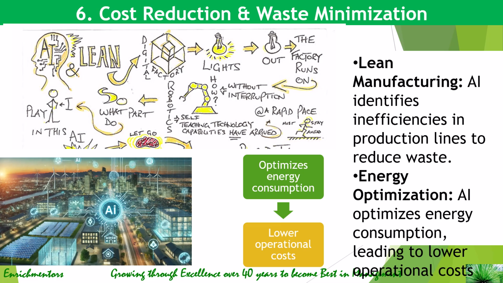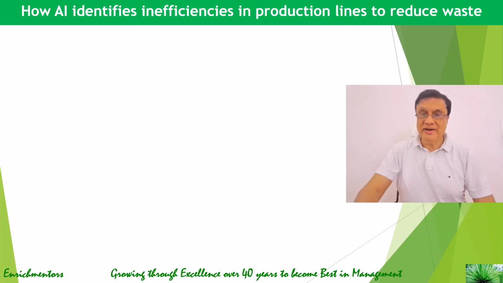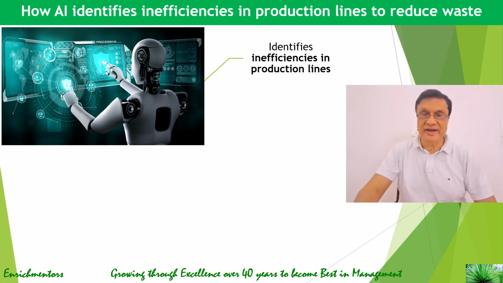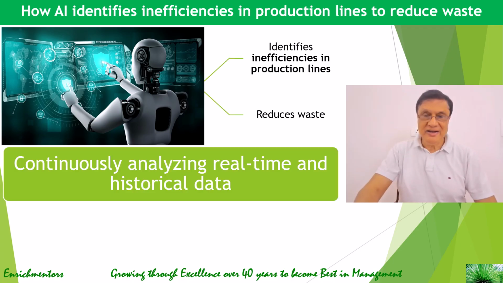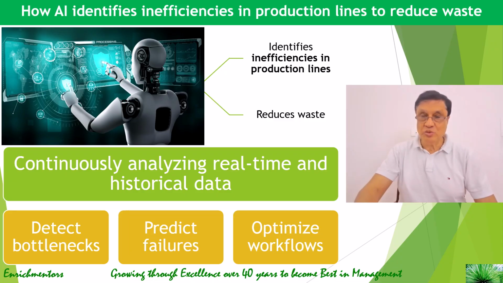So let's take a look at how AI identifies inefficiencies in production lines to reduce waste first. AI identifies inefficiencies and reduces waste by continuously analyzing real-time as well as historical data. It does that primarily to detect bottlenecks, predict failures, and optimize workflow. Now, how does all this work? Let us take a look at the details.